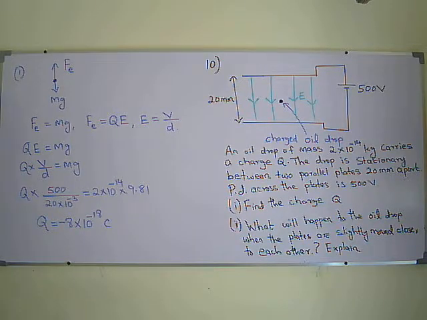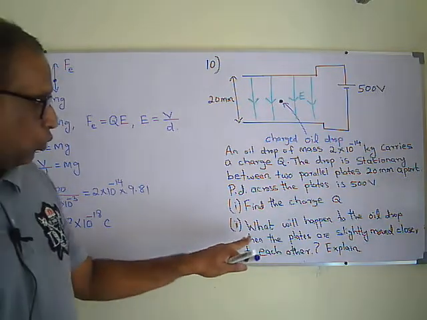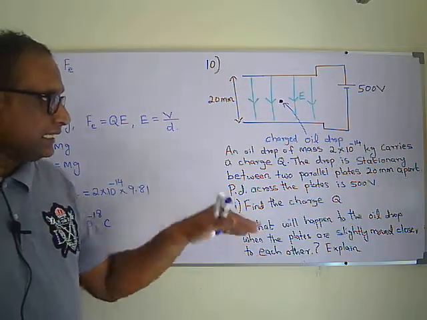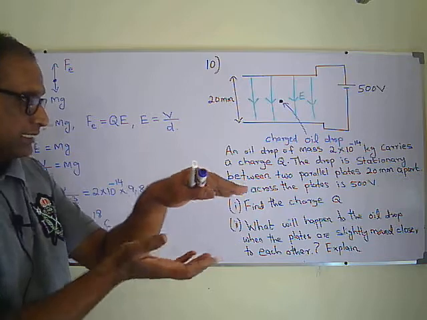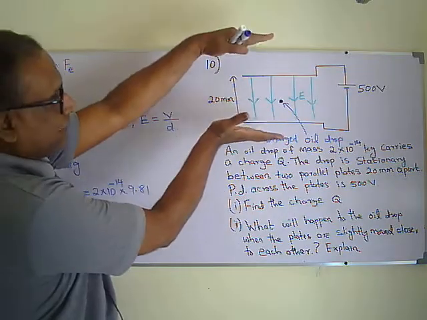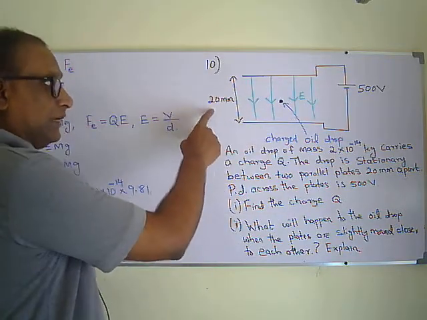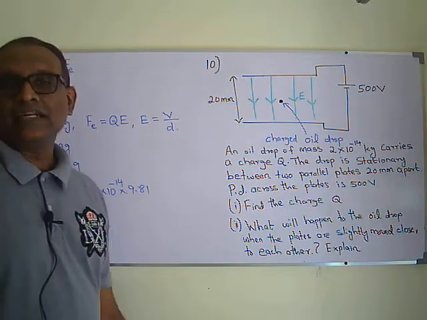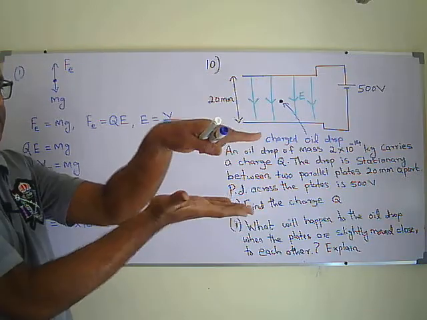Okay. So second question. What will happen to the oil drop when the plates are slightly moved closer to each other? So you are moving the plates slightly closer to each other. Maybe now it is 20 millimeter. Maybe the gap between the plates becomes 18 millimeter, something like this. They are bringing them closer to each other.